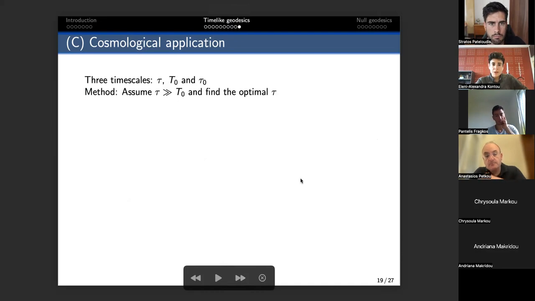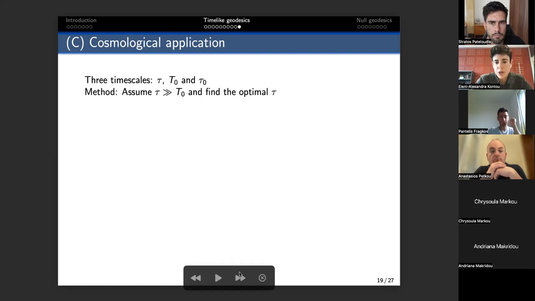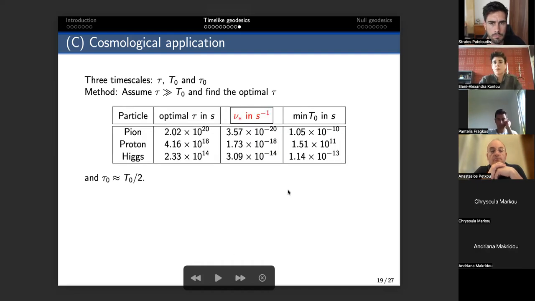So with these calculations, we are left with 3 timescales: the tau, the T naught, and the tau naught. So there are different methods to estimate those. What we picked was, first, we assume that the time scale of the singularity is much, much larger than the curvature scale today. We want the curvature scale to not be very large. And then with this approximation, we find the optimal tau for the singularity. So we find the tau for the smallest required initial contraction. And these are the results.